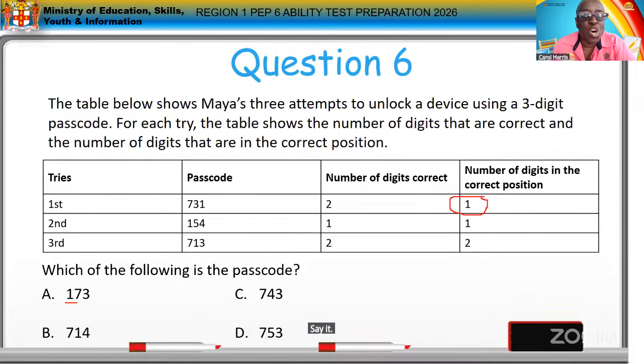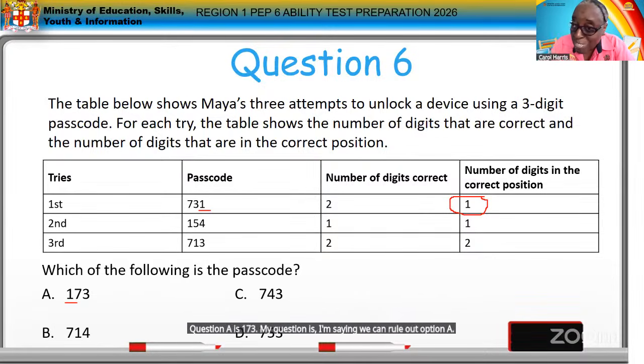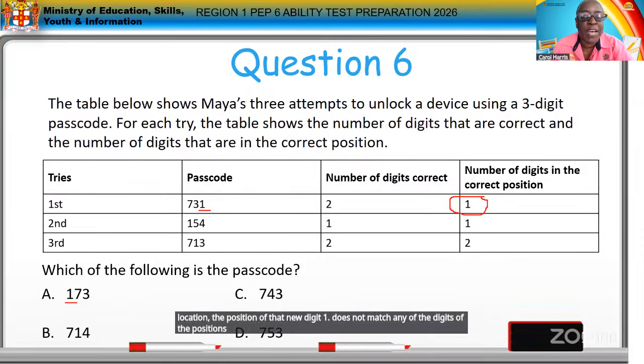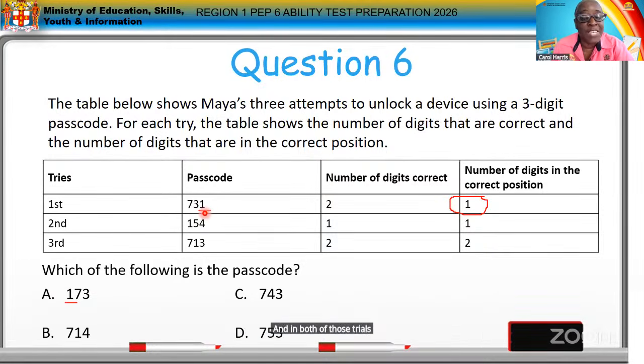Option A is 173. So I'm saying we can rule out option A. No, but the thing about it, miss. Miss, allow me to finish, please. The reason we can rule out option A is this. The position of that new digit 1 does not match any of the positions for the first try or the third try. And in both of those tries, there's at least one digit in a correct position. The position of the 1 in option A does not match any of those two.